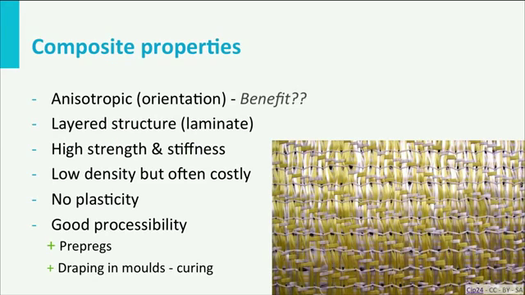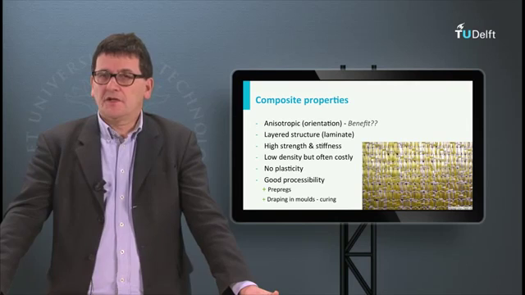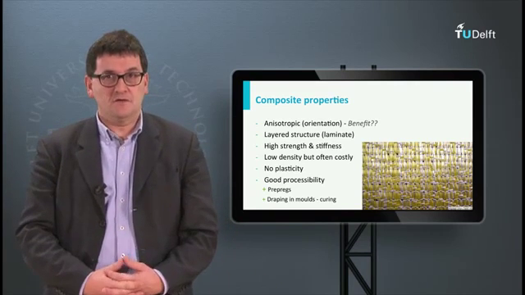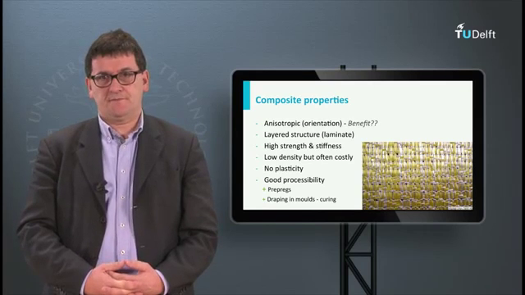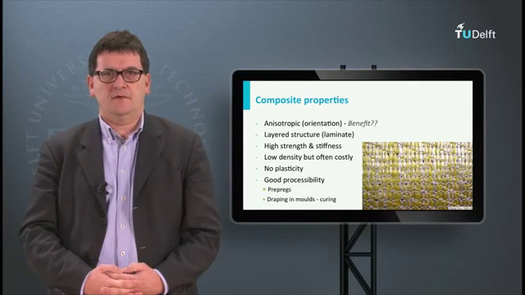Let's look at a number of properties of composites. For example, composites can be highly anisotropic. And you may ask yourself, is this an advantage or a disadvantage? You can use the anisotropic behavior to your benefit if the loads on the structure coincide with the fiber directions. This is called tailoring of the composite material.